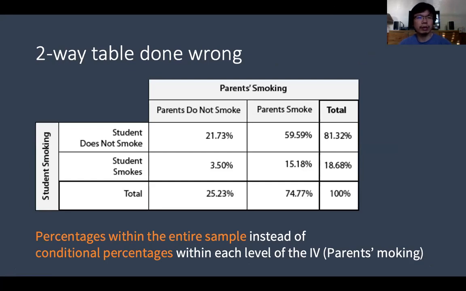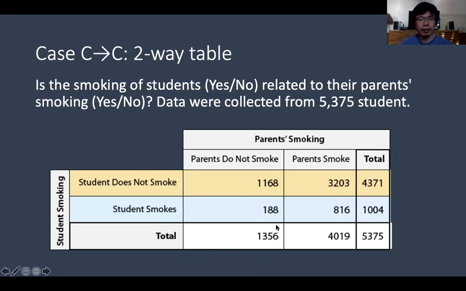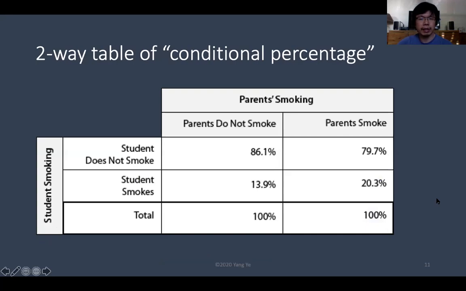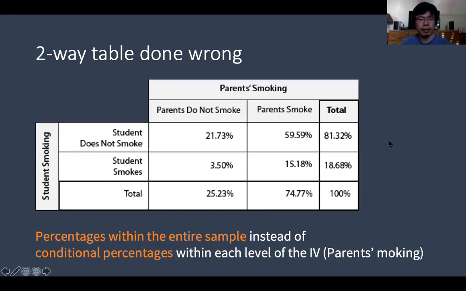Sometimes it's confusing to do a two-way table because you always have to ignore one of the two, rows or columns. So sometimes people calculate the percentage within the entire sample. For this two-way table, you can see that the rows do not add up to 100% for each condition, right? And the columns also don't add up to 100%. Instead, the total adds up to 100% across the rows and columns. And this doesn't tell us anything, right? It's quite confusing because now you're dealing with percentages within the entire sample, which is very similar to the frequencies at the beginning of this two-way table. So that doesn't really tell us how parent smoking affects student smoking, okay?